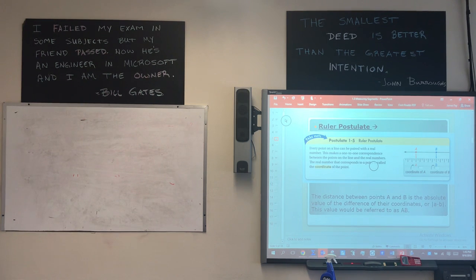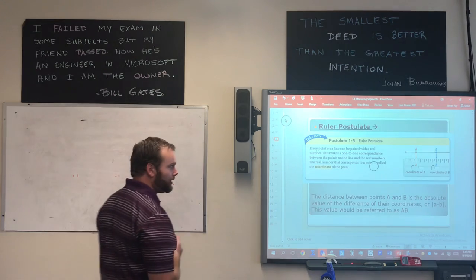What also exists in this phrase is that every single point on the number line can be matched to a number. So every number gets a point, and every point gets a number. Does that make sense? That's what we mean by one-to-one correspondence. What that allows us to do is develop essentially a ruler or a measuring device. It says the real number that corresponds to a point is called a coordinate of a point. It's a vocab word.